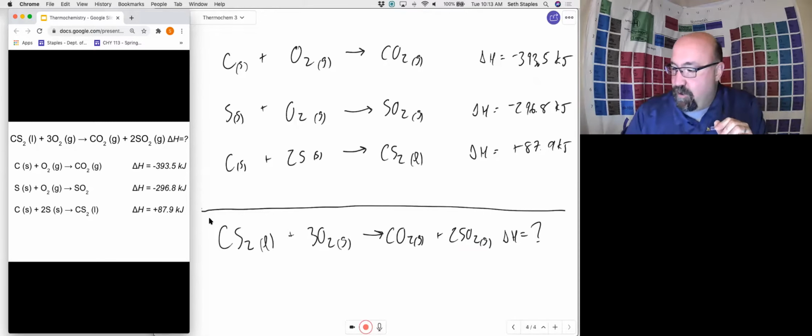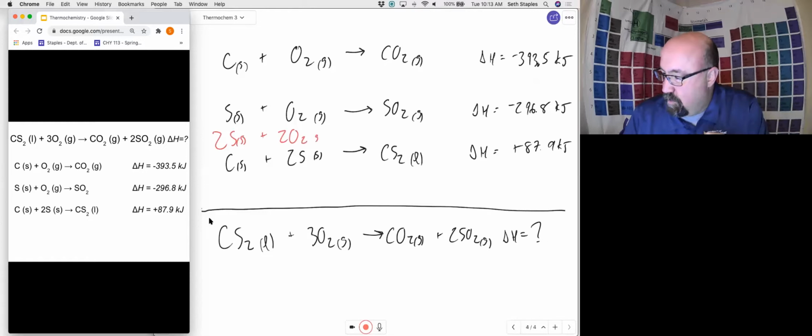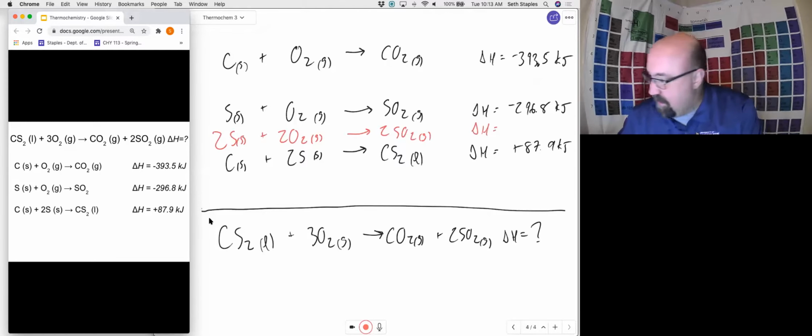So let's go ahead and just go through that equation and double it. So we're going to have 2 sulfurs plus 2 O2s giving us 2 moles of SO2. Means we need to double our delta H.